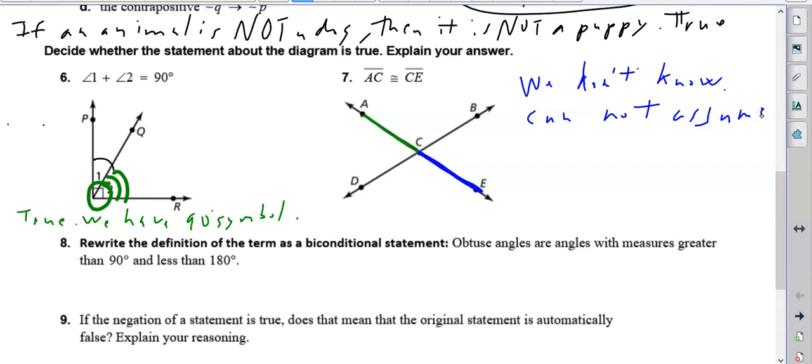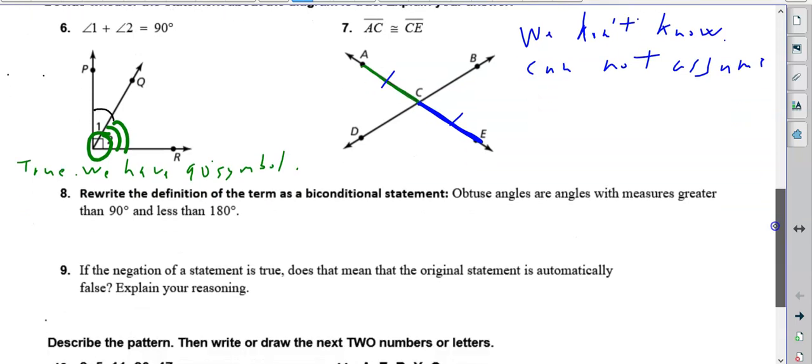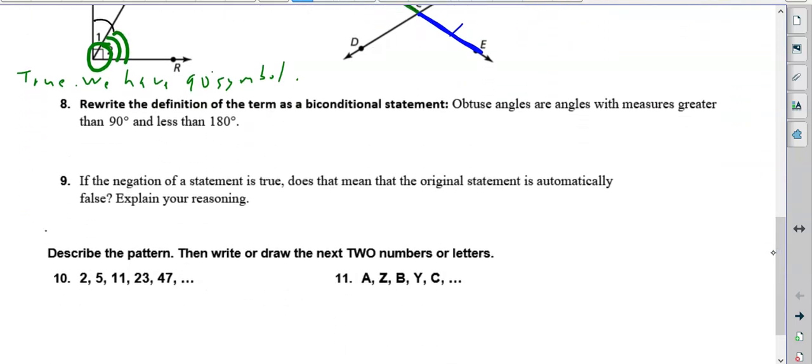Now, the way we would know is if we had hash marks like so. Then we would know that those segments are congruent. But without any given markings, we cannot assume. They may be, but we can't tell that.